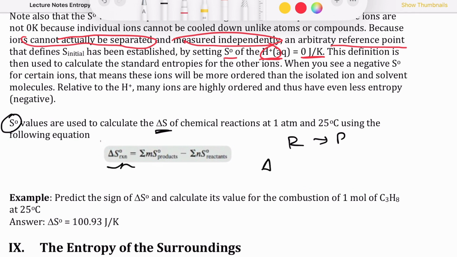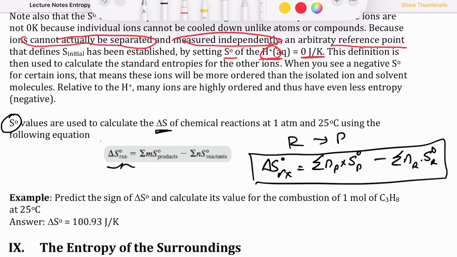We just take the sum of the number of moles of the product times the absolute entropy value of the product, minus the sum of the number of moles of the reactant times the absolute entropy value of the reactant. This equation should look pretty familiar to you because you've used it in thermochemistry in the context of delta H. So remember that we had used an equation that looks like this.